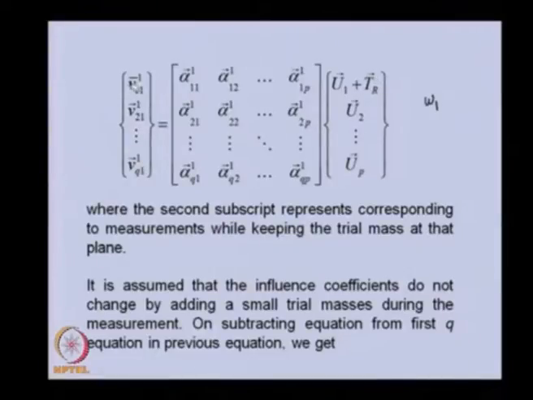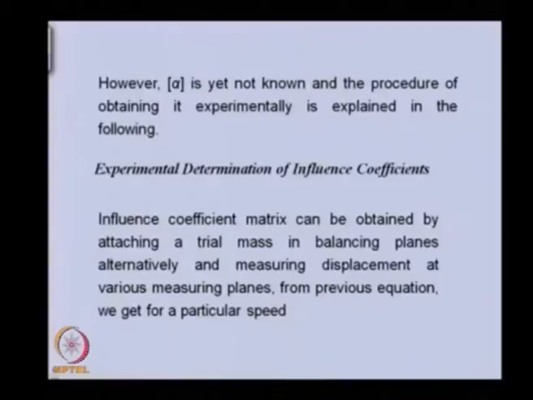Earlier it was V1 only, when only the residual unbalance was there. Now we are keeping an additional trial mass, so we expect some change in the response, and that particular response we differentiate here as V 2 1, where the second subscript represents that we have kept the trial mass in the first plane. This is the relation we had earlier for the influence coefficient, but now the trial mass has been added here.